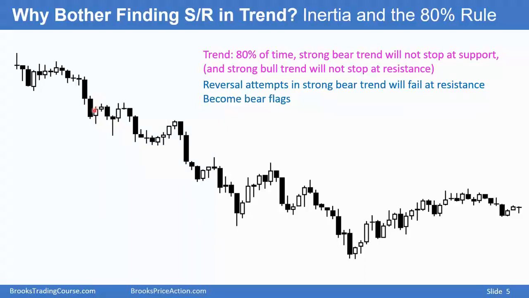The market's trying to reverse, a decent looking bull bar. Tried to reverse a second time. Here, a small double bottom, another reversal, another reversal. 80% of reversal attempts in a strong bear trend will fail. And they'll fail at some kind of a resistance level, like the bear trend line. And they'll then become bear flags. So instead of a reversal, this rally becomes a bear flag. The market breaks to the downside and the bear trend resumes.